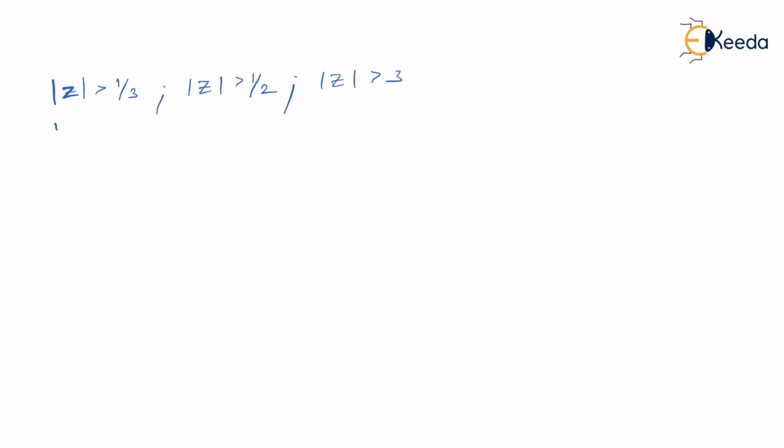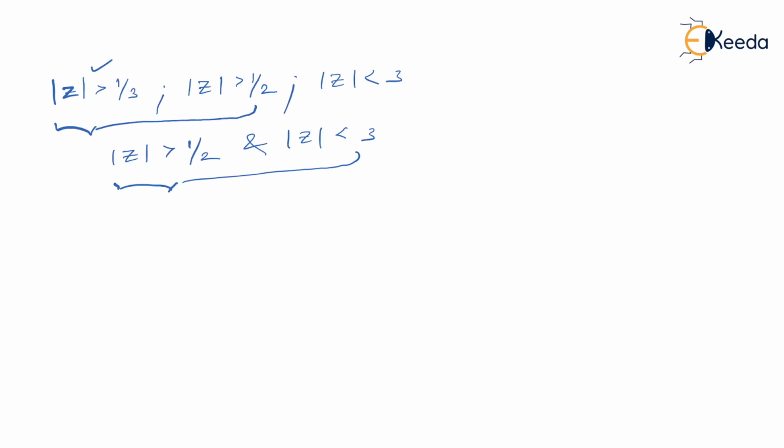Then I can club these together, and I can say finally, if I take mod of z greater than 1 by 2, it is going to satisfy both, because if mod of z is greater than 1 by 2, definitely it is greater than 1 by 3 also. And mod of z should be less than 3. Now the question is, can I club this together? Of course, because mod of z should be greater than 1 by 2, but at the same time it should be less than 3, and this is considered as the common ROC.